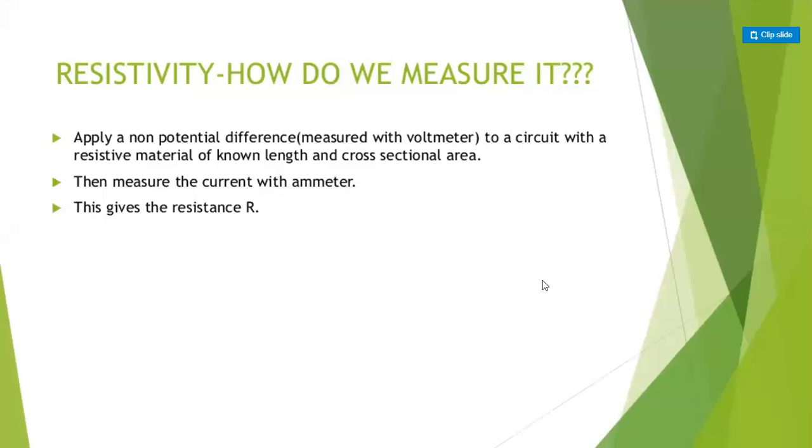Resistivity, how do we measure it? Guys, apply a known potential difference, measured with a voltmeter, to a circuit with a resistive material of known length and cross-sectional area. Then measure the current with an ammeter. This gives the resistance R.